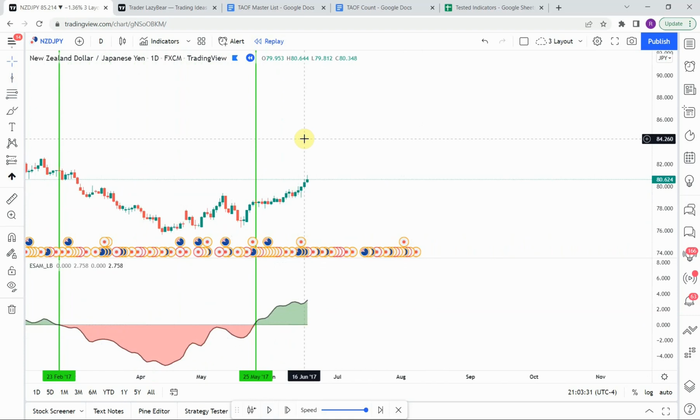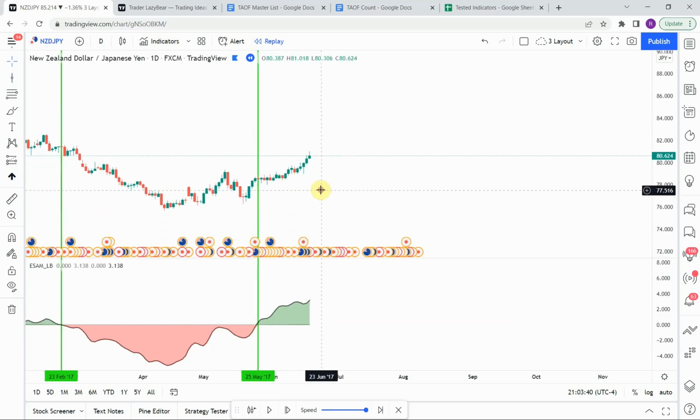Alright, the second signal that we get is a long signal. Again, you can see that cross to the upside right here, and you can see a really nice push to the upside once again, and that one also gets us to our take profit. Let's go ahead and continue on.